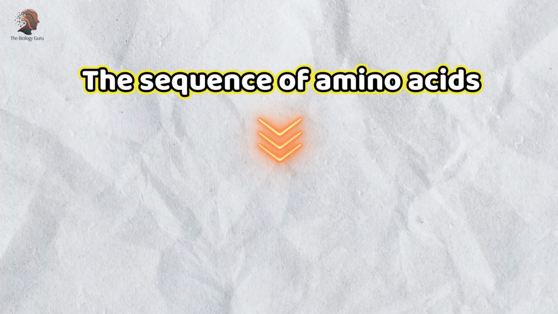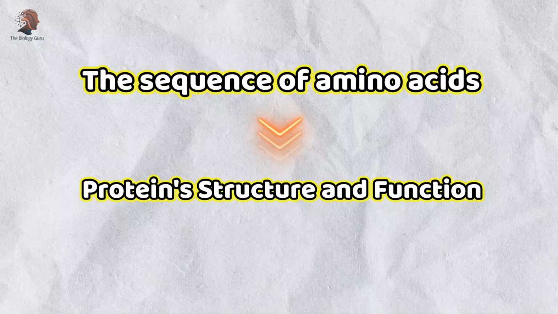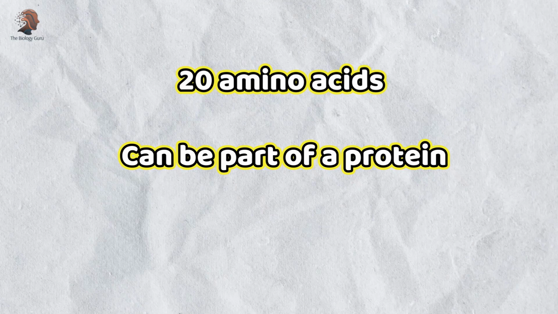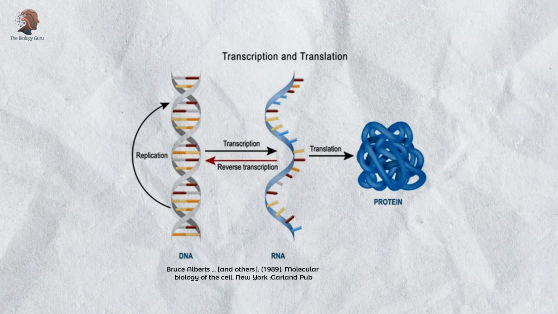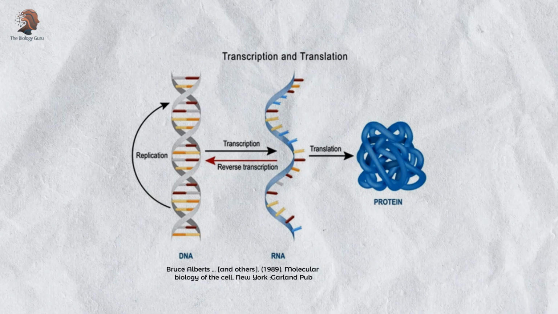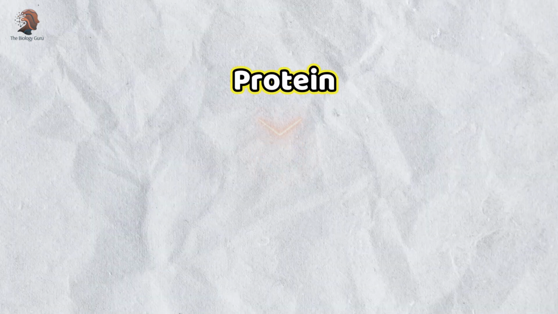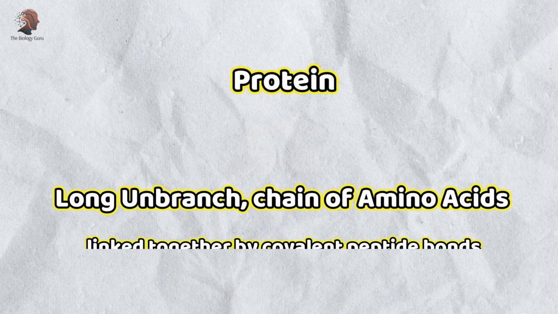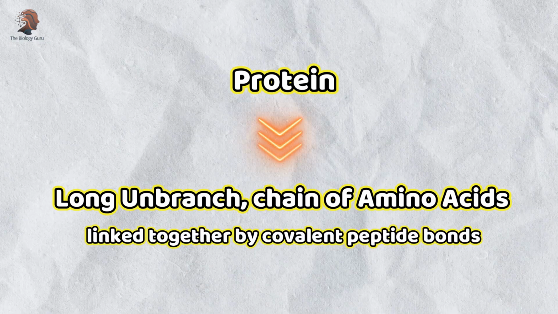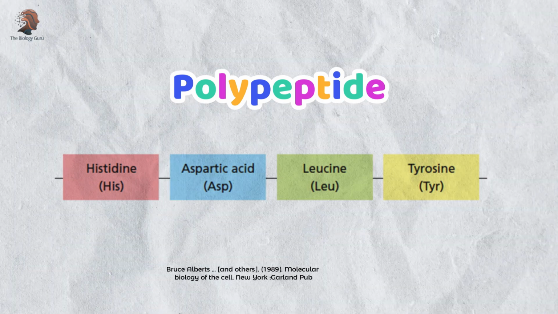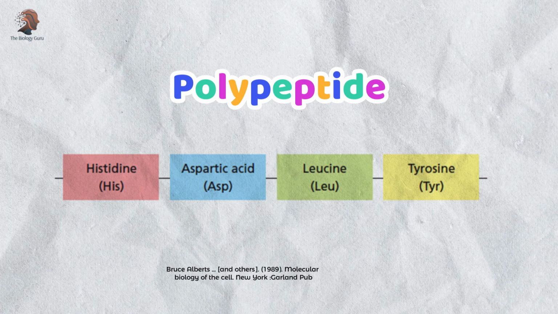In proteins, the structure of amino acids determines everything about their structure and functions. There are about 20 different types of amino acids that can be part of a protein, each encoded directly by an organism's DNA and each with its unique chemical properties. Each protein is essentially a long unbranched chain of amino acids linked together by covalent peptide bonds. This forms what we call a polypeptide, and proteins are sometimes referred to as polypeptides because of this structure.